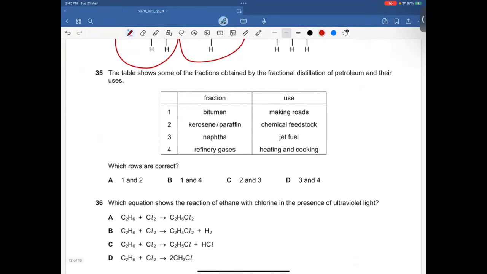Question 35. The table shows some of the fractions obtained by the fractional distillation of petroleum and their uses. Which rows are correct? Bitumen is used in the making of roads. That's correct. Kerosene, also called paraffin, is used as feedstock. That's incorrect. Kerosene is used for cooking and similar purposes. Naphtha is jet fuel. No. Refinery gases are used for heating and cooking purposes. I think 1 and 4 is the right answer. That's the only option left.